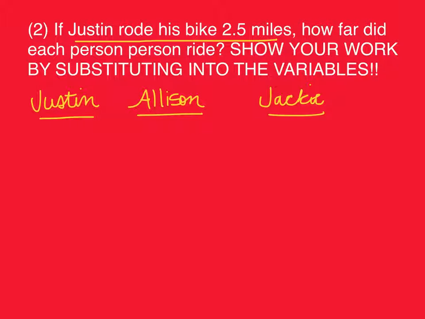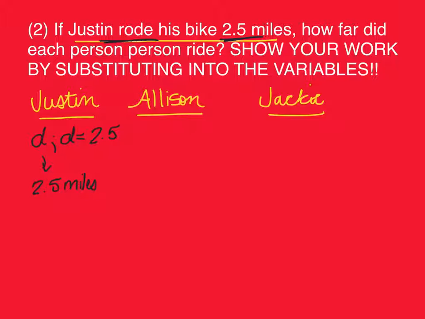So we know that Justin, we wrote his expression first, and that was D. And we're now told that how far Justin rode was 2.5 miles. So we're going to separate that with a semicolon. Make sure your semicolon does not look like a J. Remember that the semicolon is there to separate each part. So we've got D, and then D equals 2.5. We substitute in, this is a very simple substitution here, 2.5 miles.